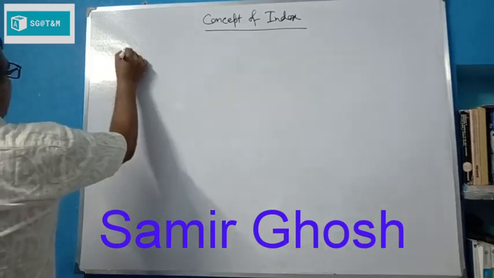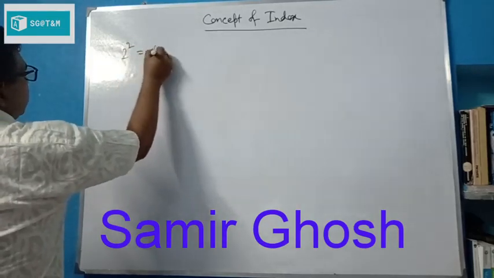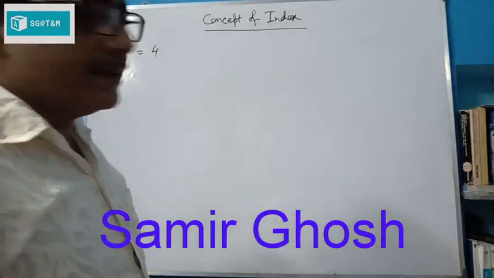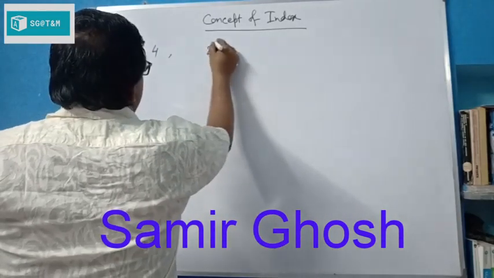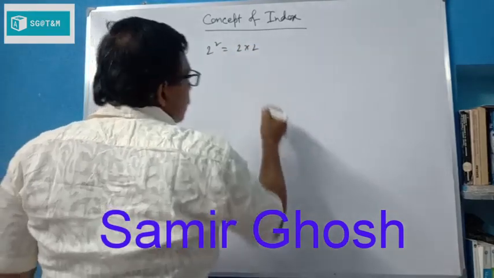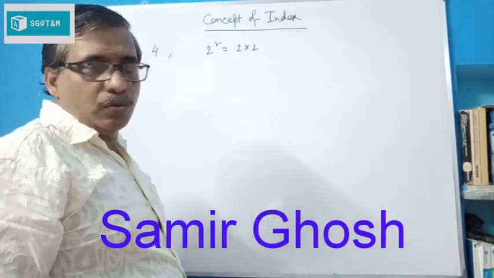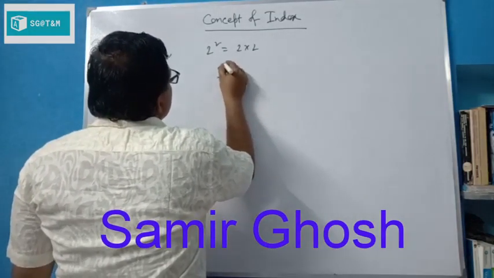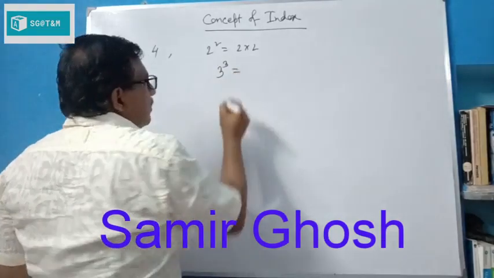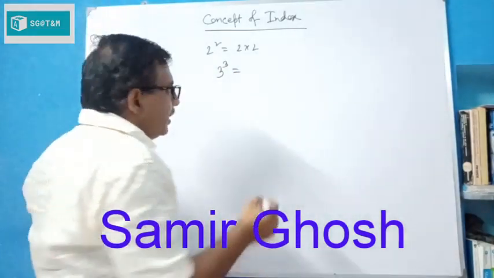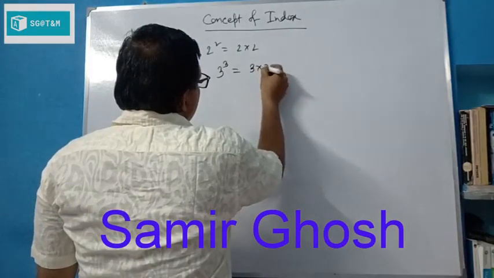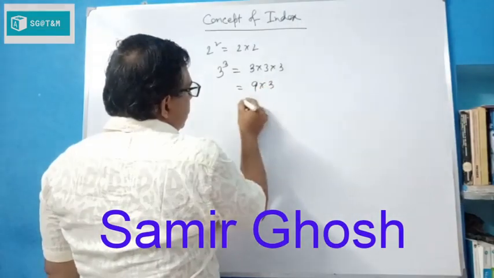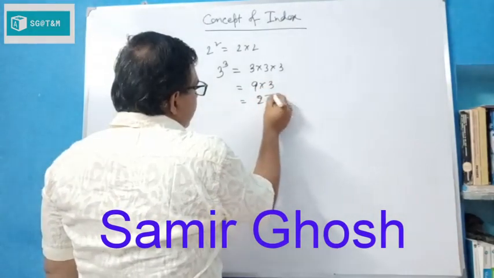If we write 2 square, that is equal to how much? That is nothing but 4. 2 square means 2 into 2. It is known to you. Similarly, 3 cube. What is the meaning of this? 3 cube means 3 into 3 into 3. 3 into 3 is 9, 9 into 3, that is 27.